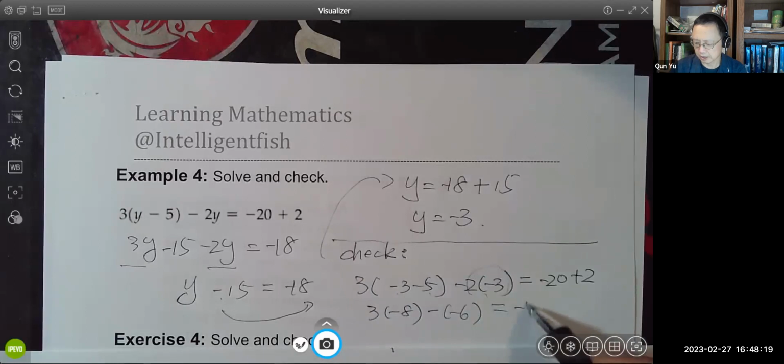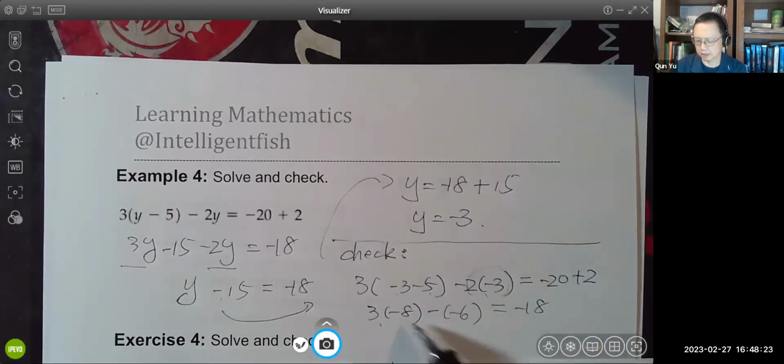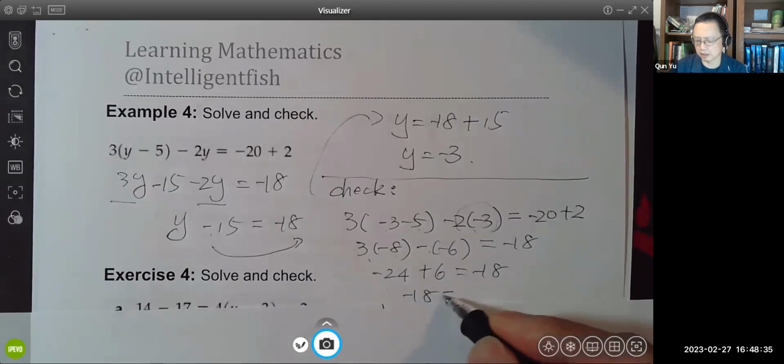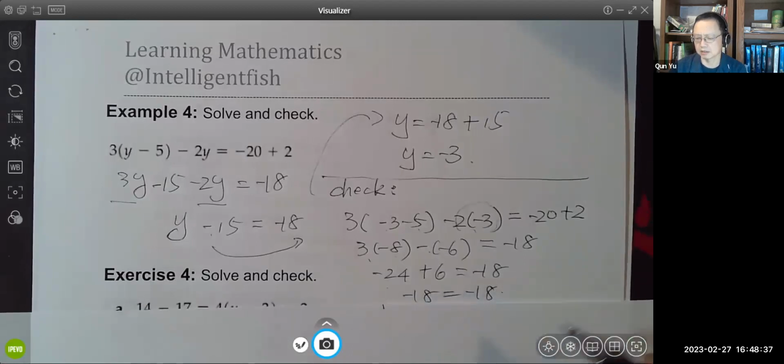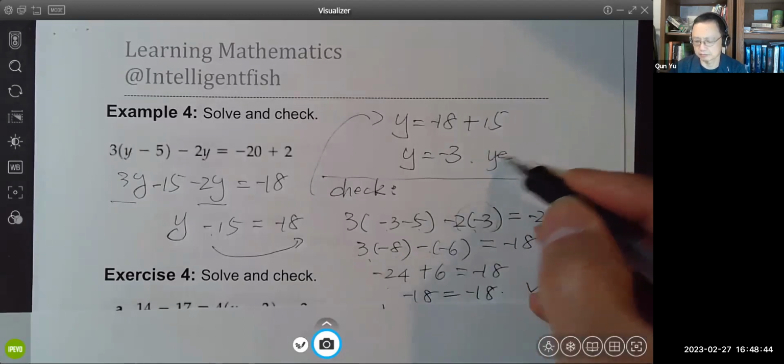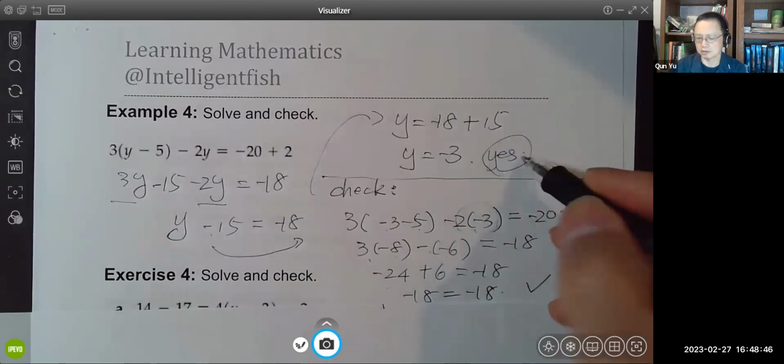The other side is negative 18. Now 3 times negative 8 is negative 24, negative times negative is plus, and equals negative 18. How about negative 24 plus 6, which is negative 18? So negative 18 equals negative 18. So it's checked. So this is our correct answer.